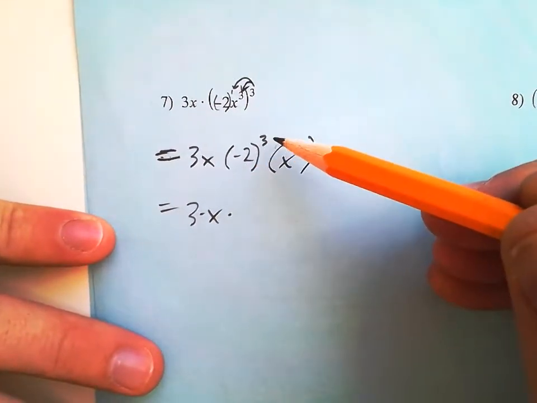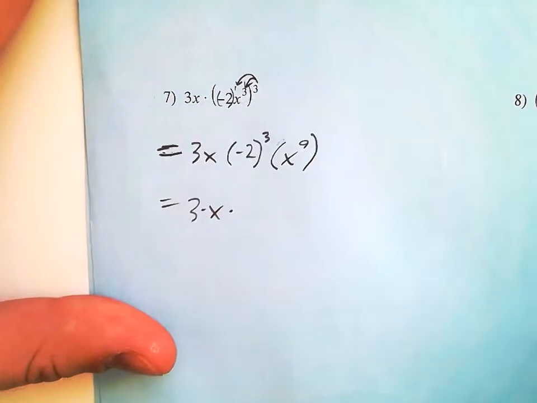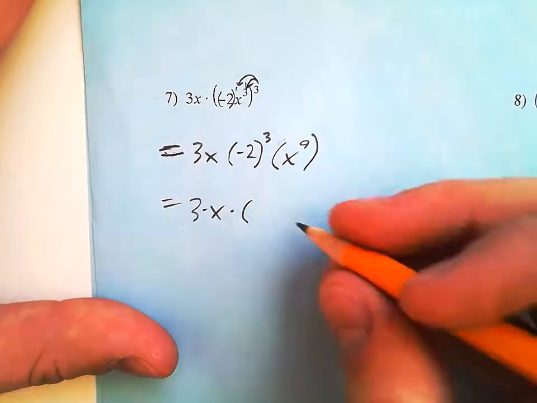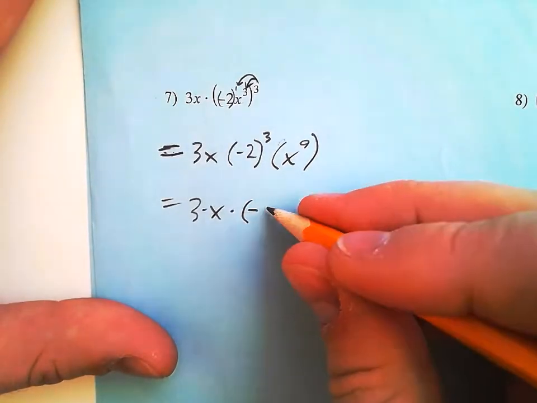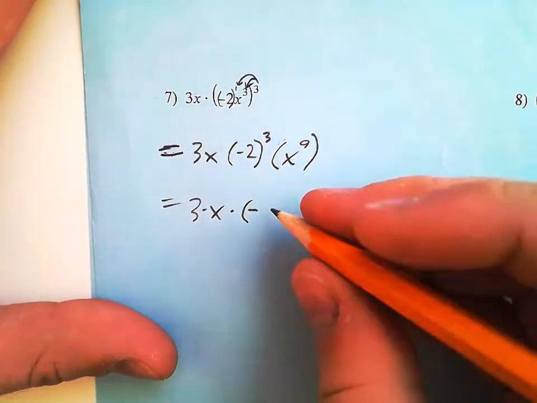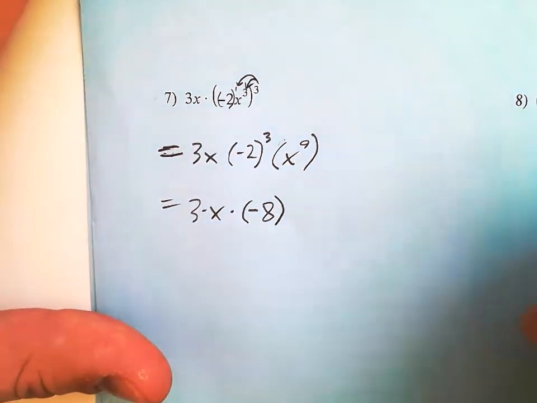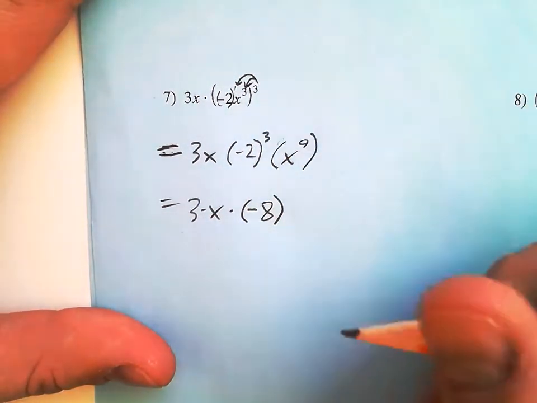Negative 2 to the third, is that going to be negative or positive? Think about that for a second. Negative, just like we did on number 6. So that's going to be negative 2 to the third, 2 times 2 times 2. It's not 6, it's 8. Careful with that. And then x to the 9th.